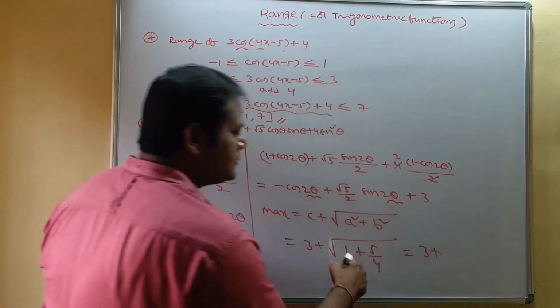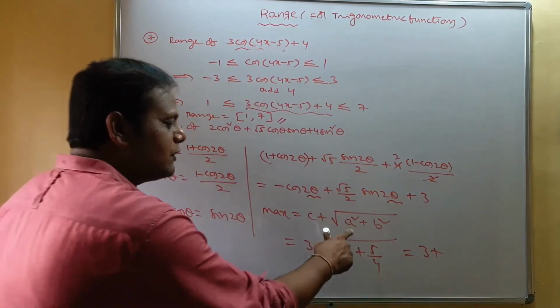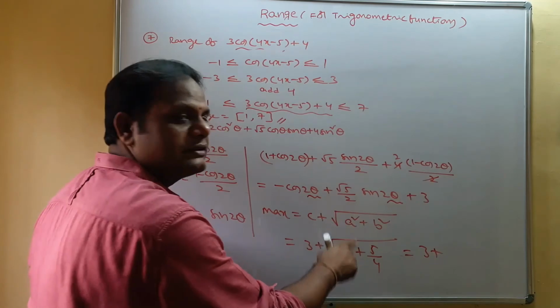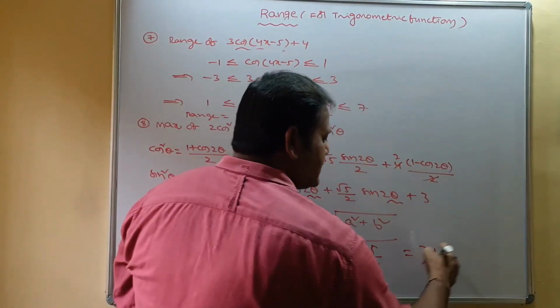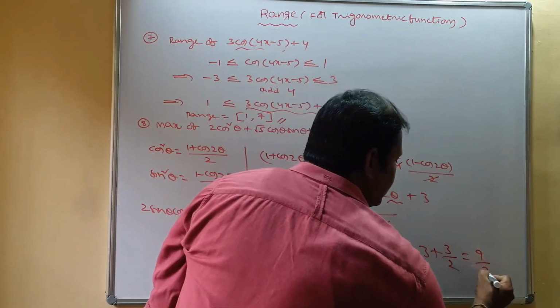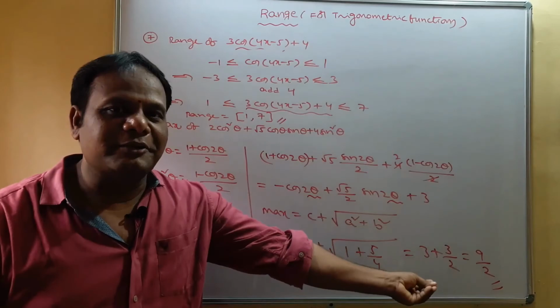3 plus, it is 9 by 4. Root 9 by 4, clear? So what is root 9 by 4? It is 3 by 2. So 6 plus 3 is 9 by 2. So what is the maximum value for this? That is 9 by 2. Is it clear?